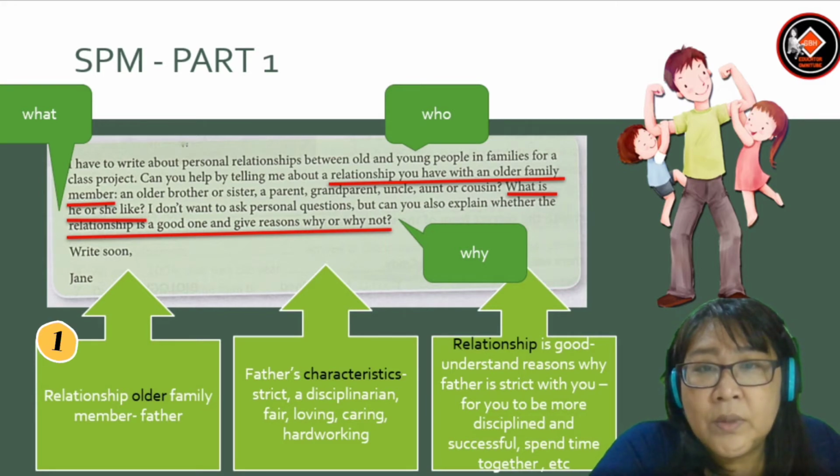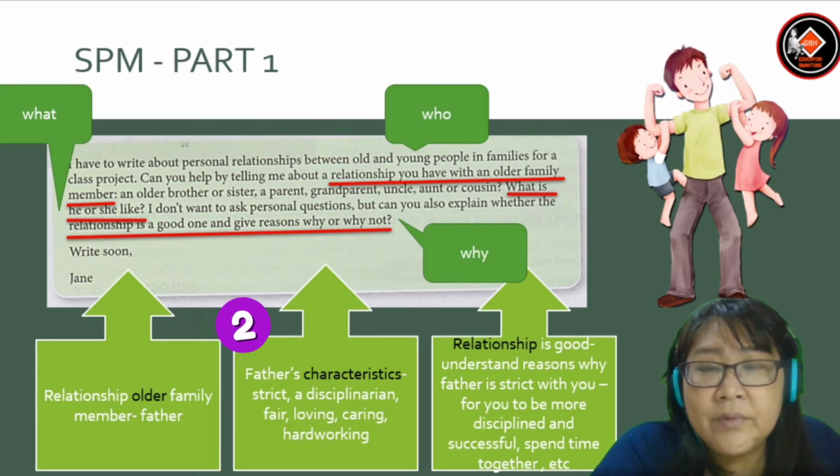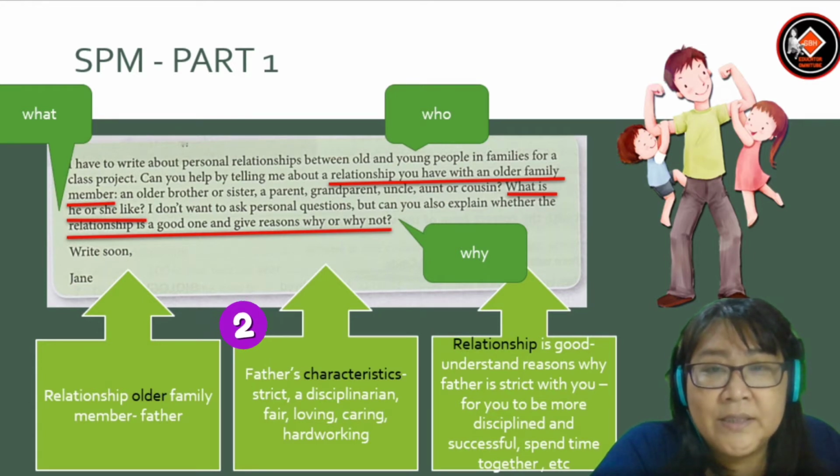Let's look at the first one. Who is the person? It is a relationship with an older family member, so maybe you can choose father. For number two, what is the person like? You can write about your father's characteristics, traits, or personalities, for example, strict, a disciplinarian, fair, loving, caring, or hardworking.